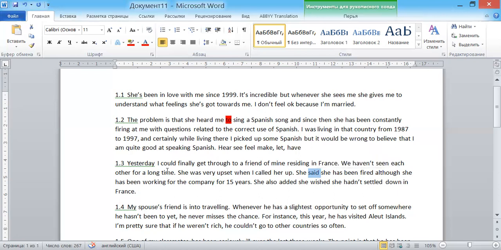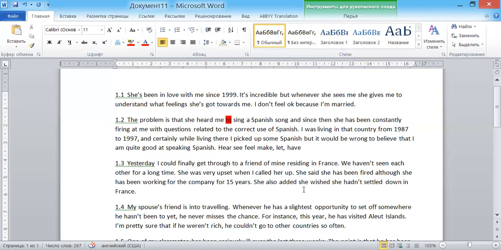Okay. And the same reasons here, not has been working, but had been working, this past perfect continuous tense. Because the first verb is taken in the past simple tense. That's why the other verbs in the same sentence can't be in either present, not to mention future tense. Well, okay, for 15 years, correct, with, during that period of time, or for 15 years, okay.